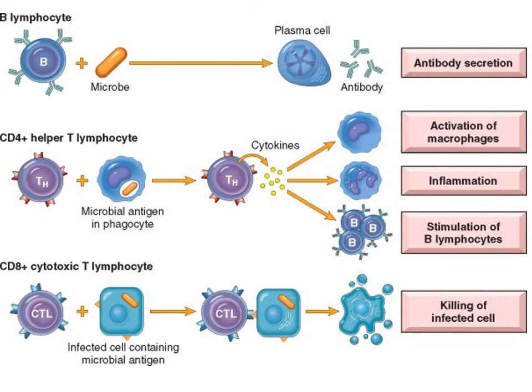CD4 helper T cells play their main role in inflammation and hypersensitivity reactions. They are going to activate the inflammatory process. They release cytokines, and through that they play their role in killing, and they also activate B lymphocytes and other inflammatory cells as well.